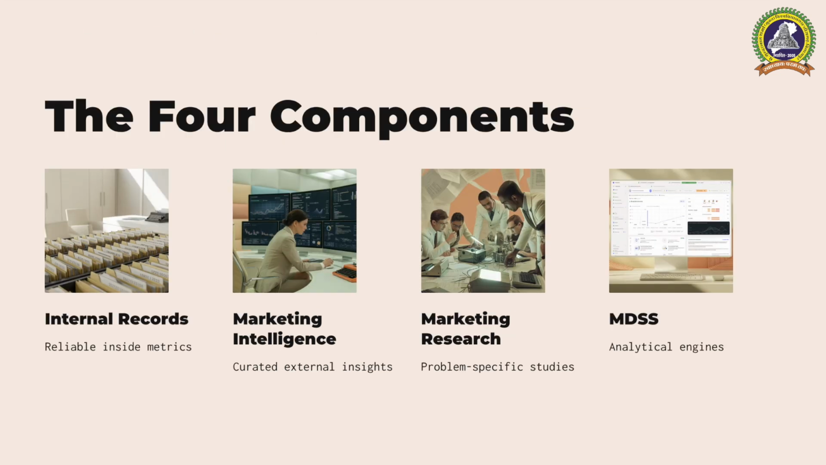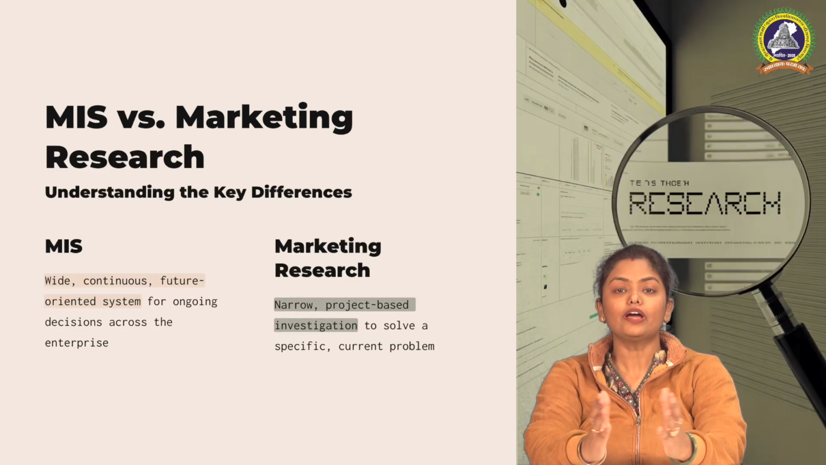Let's quickly recap those four components. First, we have internal records, which provide reliable insights from the company's own operations. Second, marketing intelligence, which collects information from external sources in the environment. Third, marketing research, which is a specific process used to solve a specific marketing problem. Fourth, the marketing decision support system, which consists of tools that help managers analyze all this data and make better marketing decisions.